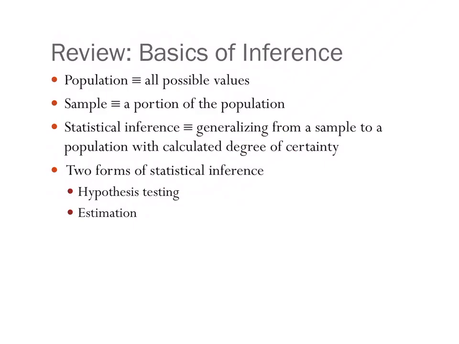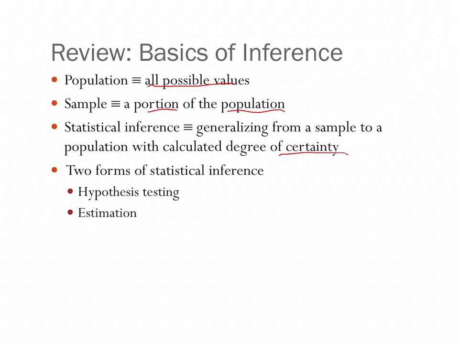So the basics of inference is population is all possible values. The sample is a proportion of the population, right? A small sample size of the population is a proportion of it. Statistical inference is the generalizing from a sample to a population, with a calculated degree of certainty. So remember, anytime you take a sample from the population, you can run data or collect data, and then you run statistics on it, and then infer back to the population. We'll see this as an illustrated example in the next slide, I believe.